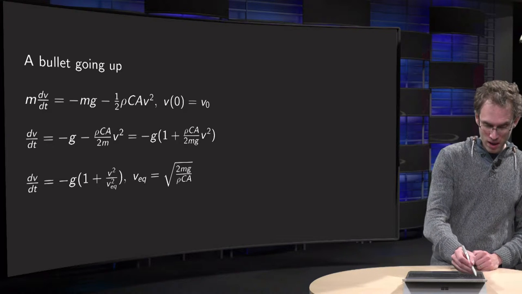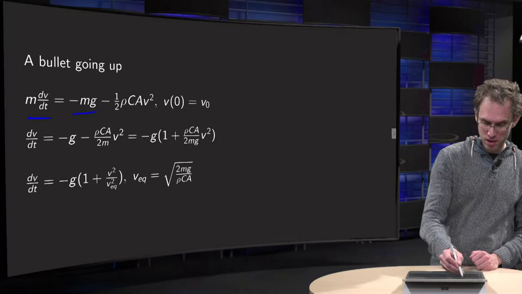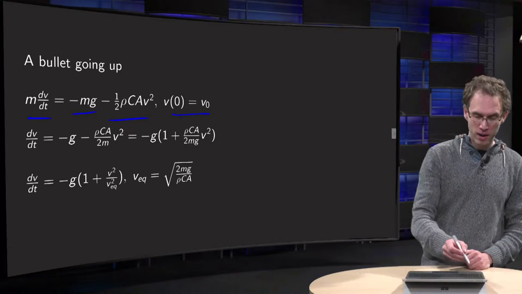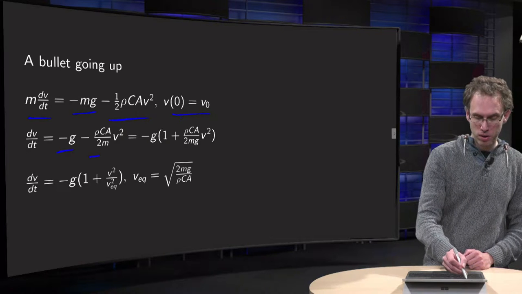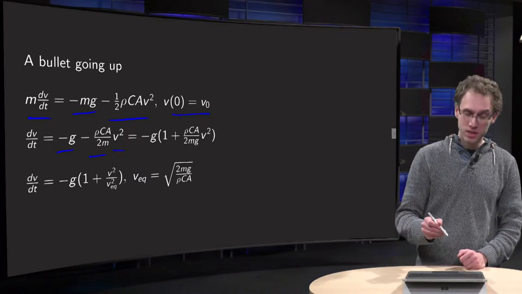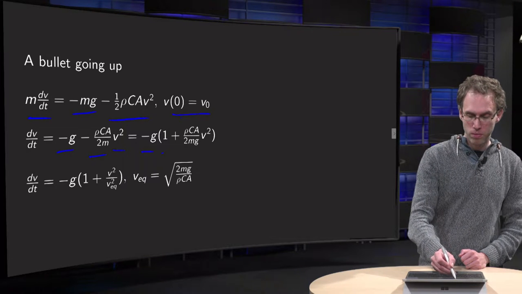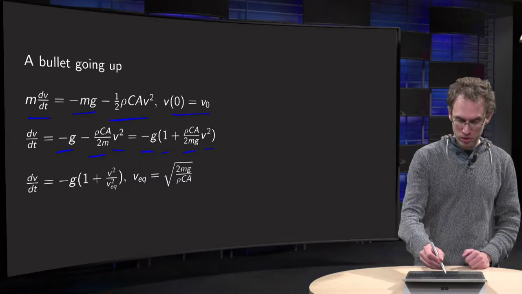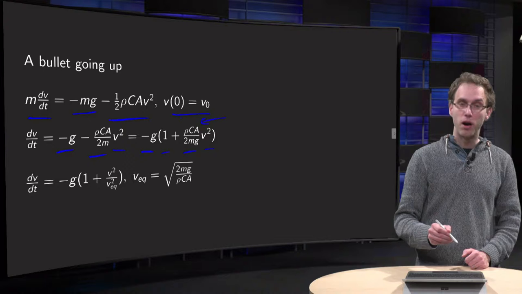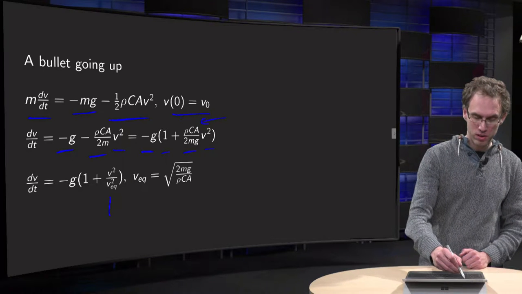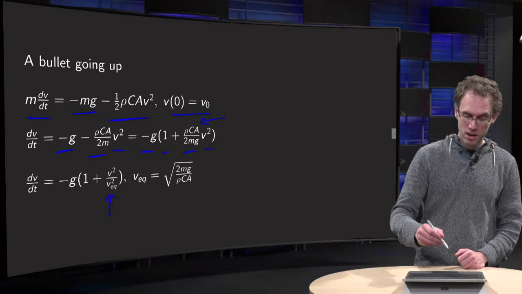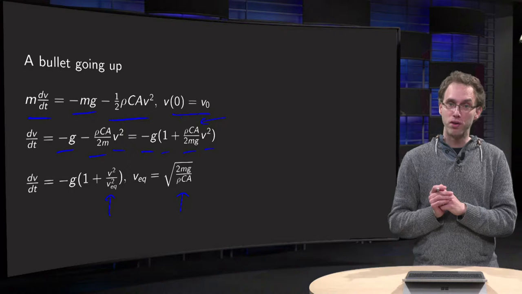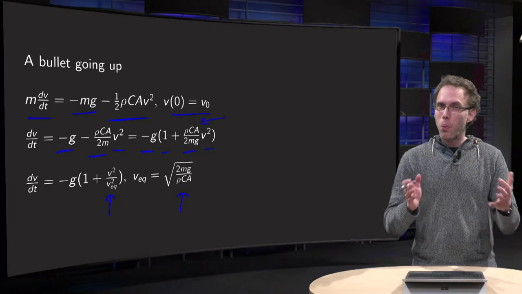So we go up. M times A equals minus gravity minus friction, some given initial velocity. I divide by M, you get minus G, some rubbish times V squared. Take out the minus G, then you get 1 plus rubbish times V squared. And it is convenient to call this rubbish over here 1 over V equilibrium squared, where the V equilibrium contains all those constants, 2 times M times G over rho times C times A.